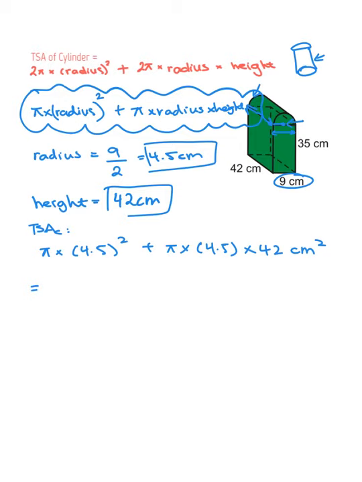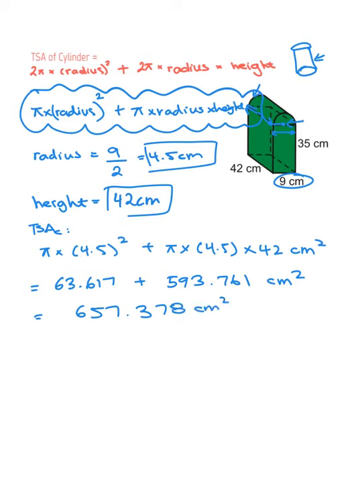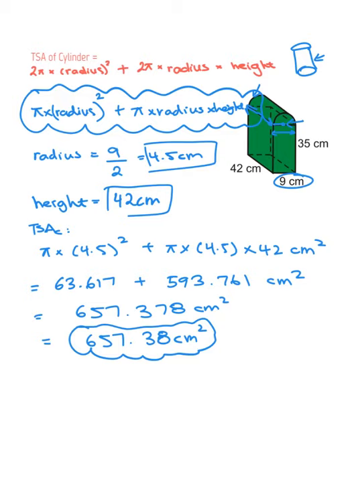Now that gives me, for the first part, 63.617, and for my second part, 593.761 centimetres squared. Together, that gives me 657.378 centimetres squared. I want to round it to 2 decimal places. That's going to be 657.38 centimetres squared. Now that is my total surface area of half of my cylinder. So I've found the total surface area of my rectangular prism, and I found the total surface area of half my cylinder.